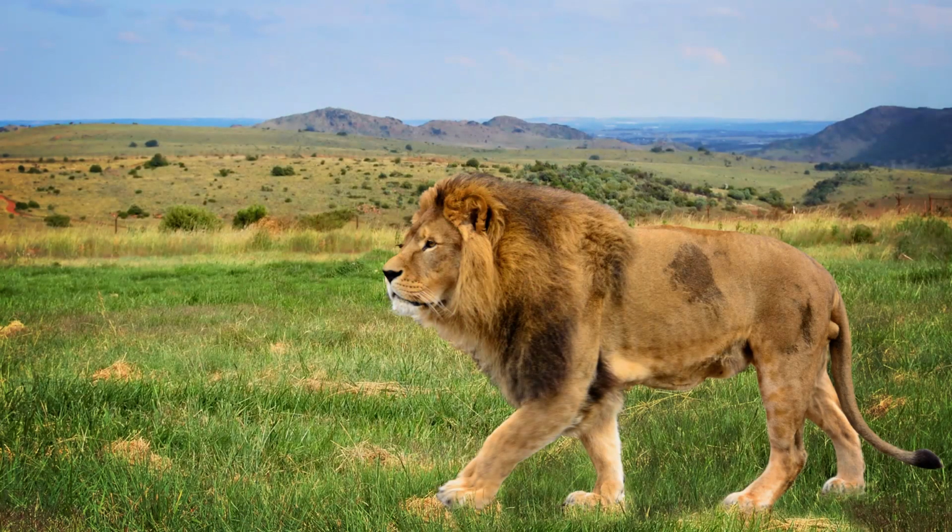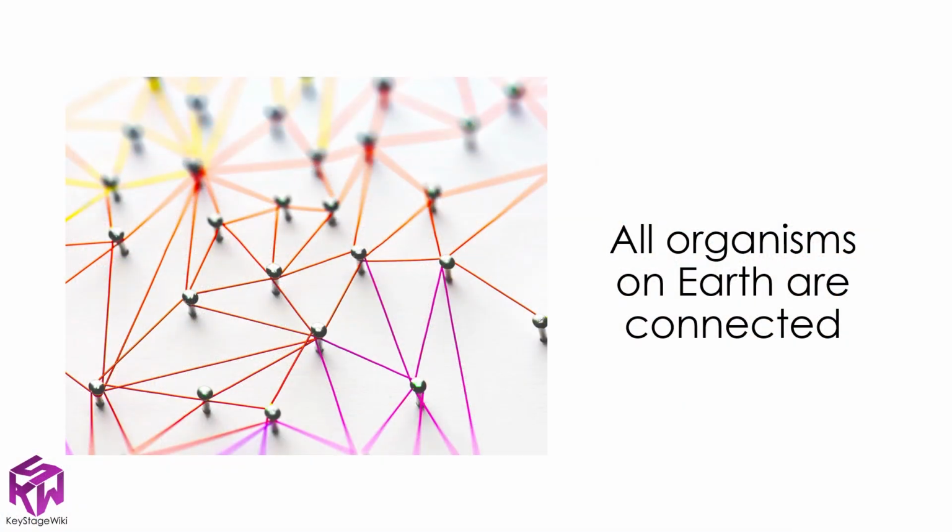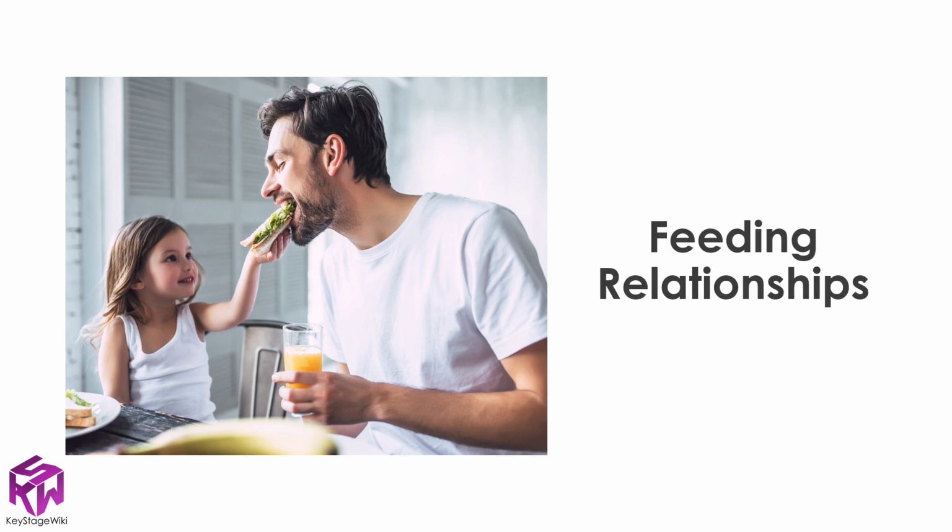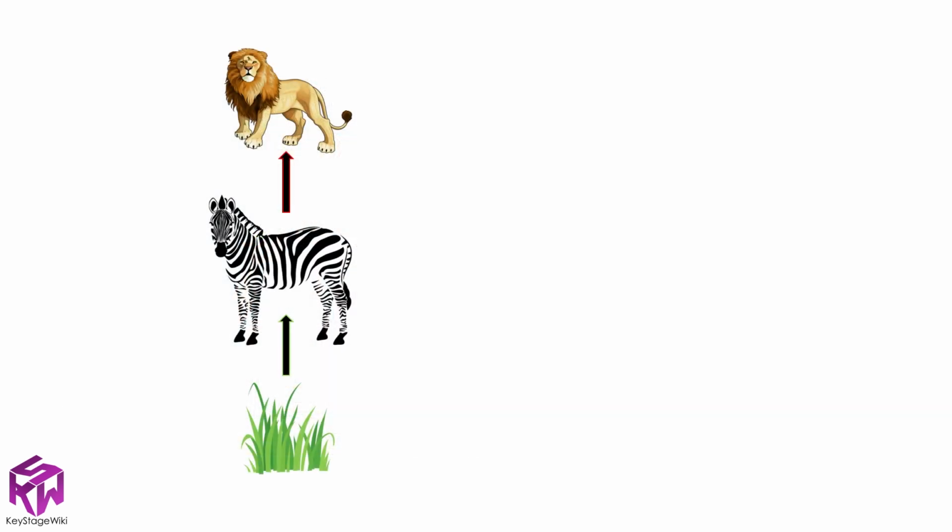What would happen to the population of lions if all the grass became extinct? That might sound like a strange question at first, but when you think about it, all organisms on Earth are connected. We are all linked by feeding relationships. Every organism on Earth can either be eaten or needs to eat others to survive. So what happens to one population affects them all.